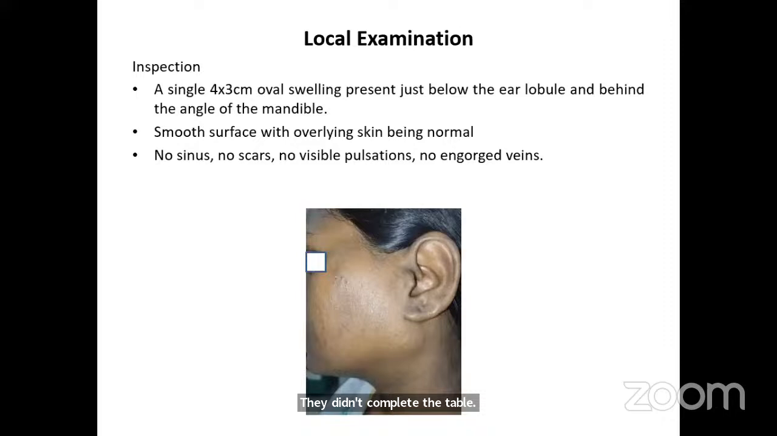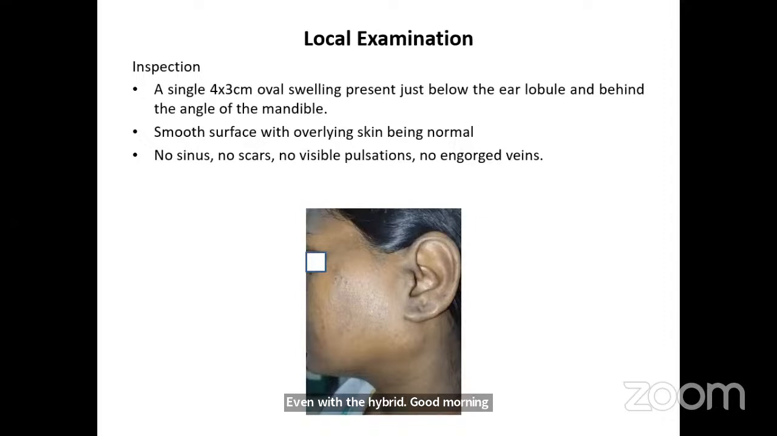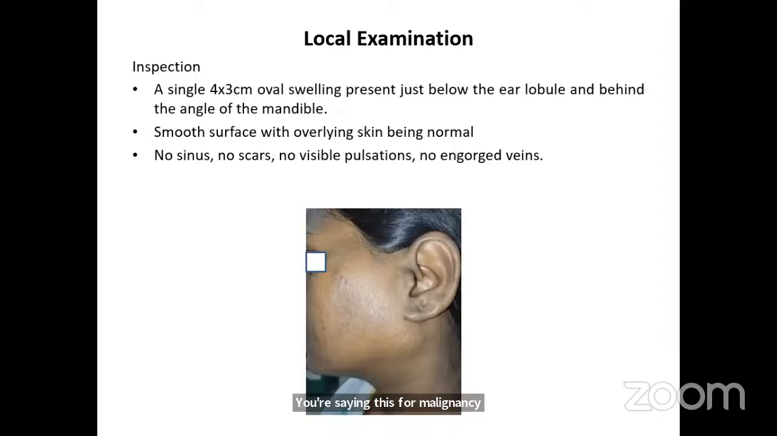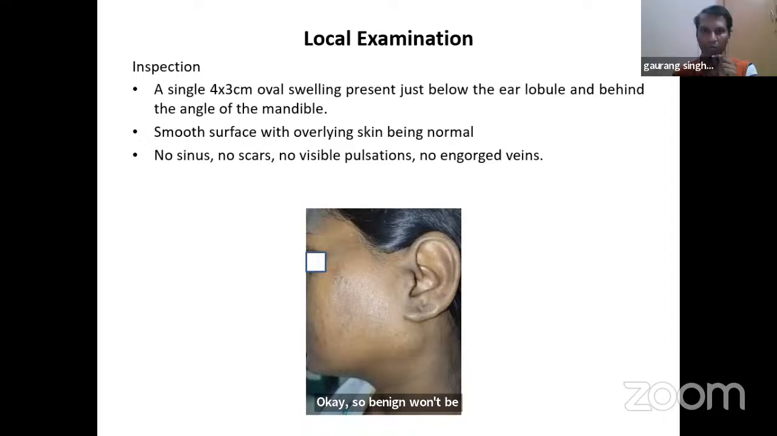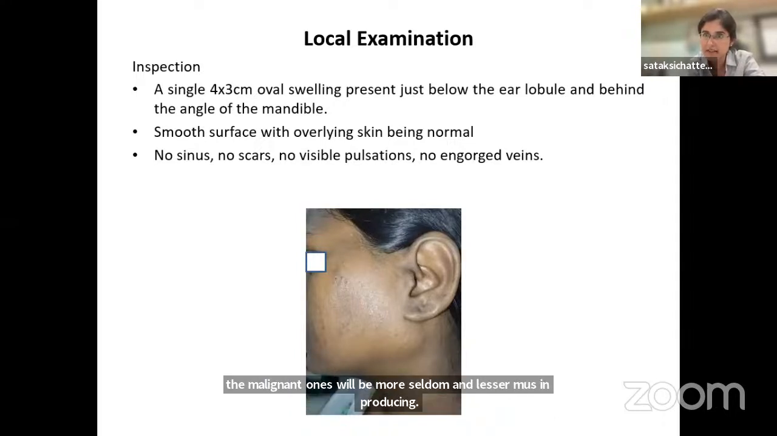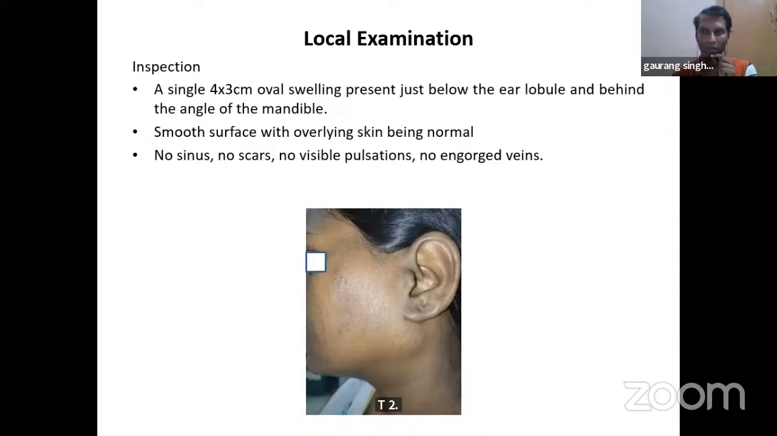Sorry, I didn't understand. What did you say for T1? T1 may be hyperintense in malignancy. T1 by itself will be hyperintense. You're saying this for malignancy. Yes, sir. Okay, so benign won't be T1 hyperintense, is it? Maybe, sir, but it can be. So one clue can be added to that: compared to benign, the malignant ones will be more cell dense and less mucin producing. So you can still imagine the question that sir is asking. T2 picks up exactly what, like any general T2? What does T2 actually pick up? If there is less cellularity, T2 picks up more. With more cellularity, T1 is picking up more.